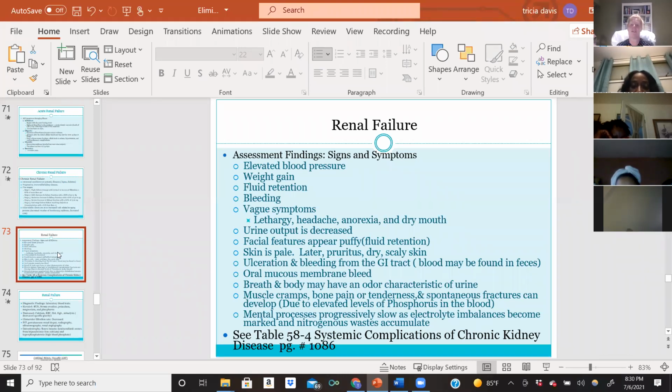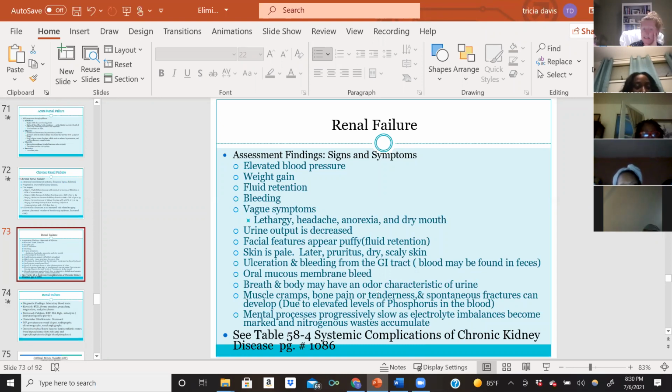This is because of the elevated levels of phosphorus in the blood. So that's important. You guys need to know that spontaneous fractures can occur because of those elevated levels of phosphorus in the blood. Remember, we said they would have hyperphosphatemia.